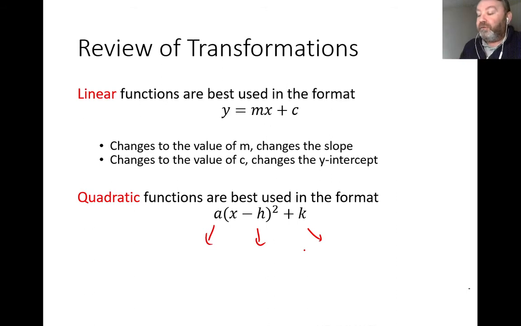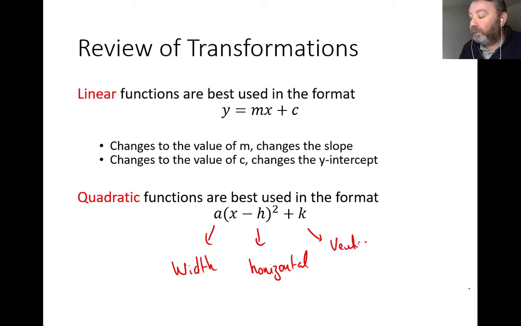First of all, the a will tell me about the width of the particular U shape. The h will tell me the horizontal position, and the k will tell me the vertical position, because that's the final constant. So there are three things in here that we can work out if we're able to rearrange a quadratic function into this format.